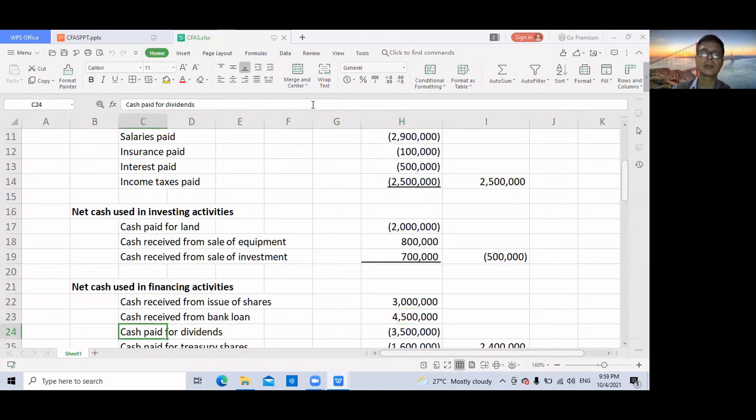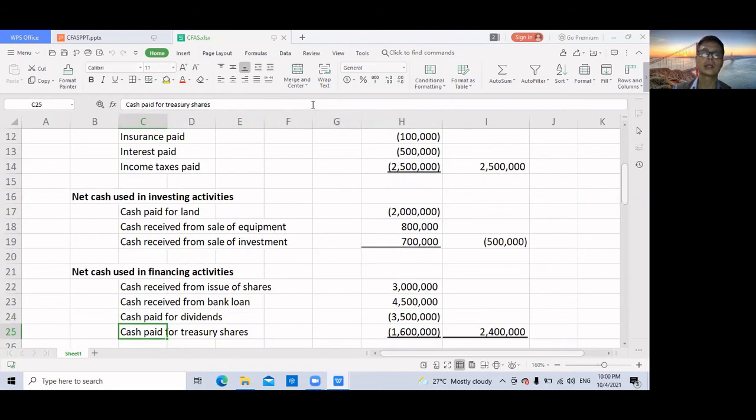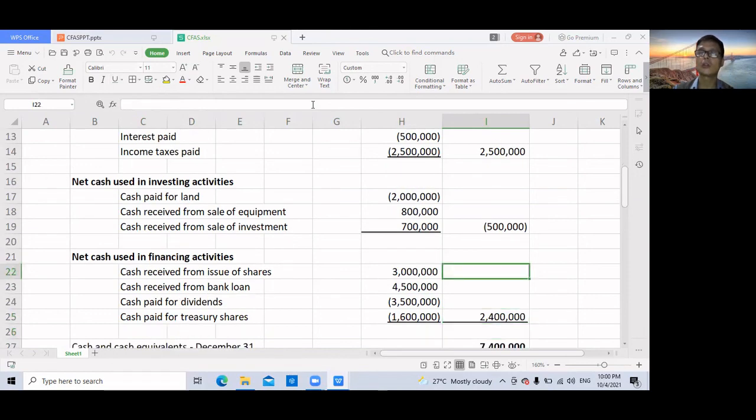And then the cash paid for dividends. This is also under equity, the payments to the stockholders. And then cash paid for treasury shares, for 1.6. These are equity transactions. Those are both deductions. So there's a balance of 2.4 million that is positive. So you add them all.